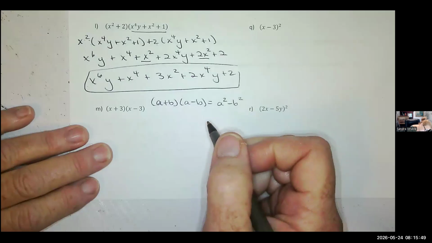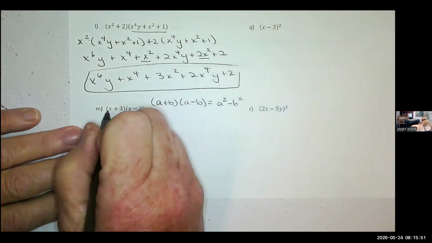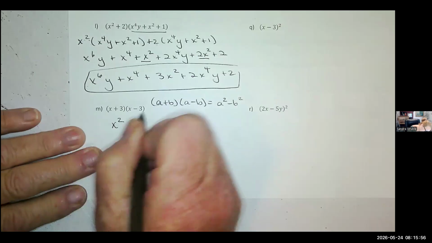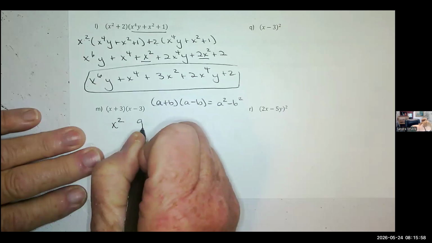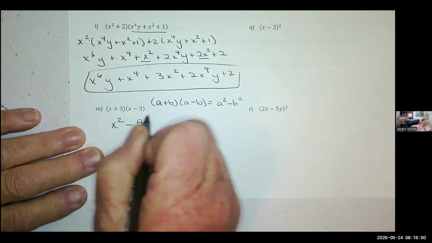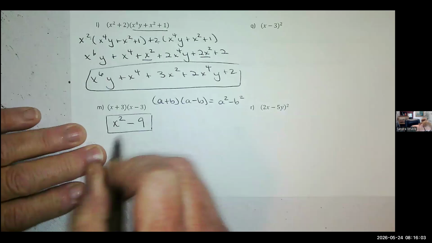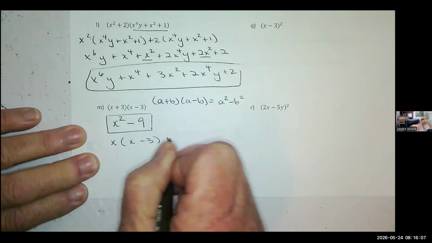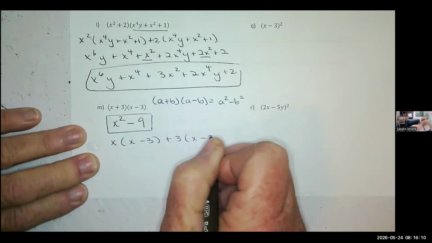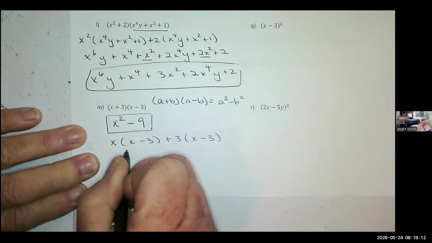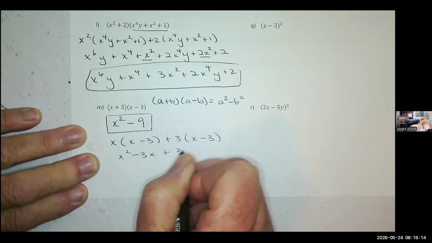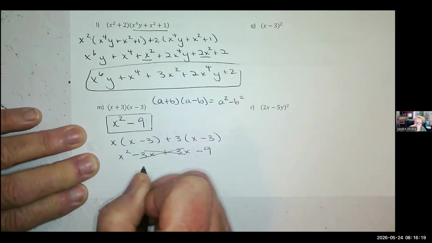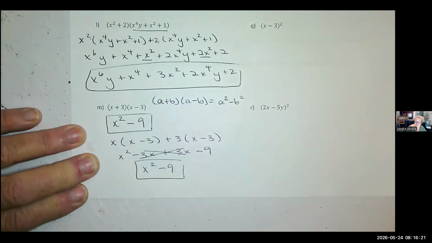So square the first, so x squared. Square the last. 3 times 3 is 9. And it always has to be a negative. I'll show you the distribution just to show you. X squared minus 3x plus 3x minus 9. Gone. X squared minus 9. Okay. This will save you time.